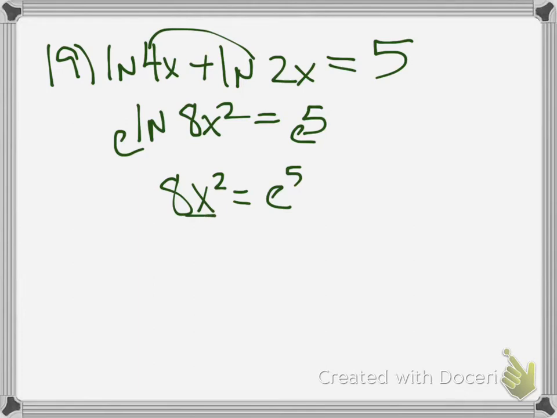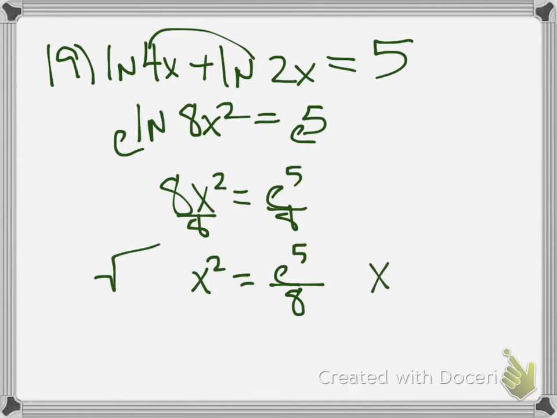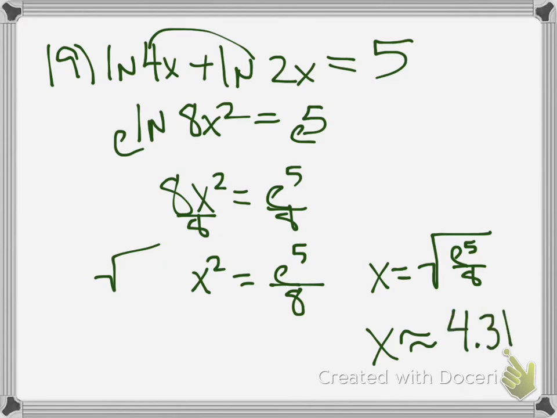Get rid of the 8 by dividing by 8. I don't know why I said dividing by 2. That was just a wee bit off. And then I can take the square root. When I take the square root, this is what you would type into the calculator. x is equal to, you would type in square root, e to the 5th. You can type this all in at once, like that. When you press enter, you will get your answer. And so your answer should be approximately 4.31.